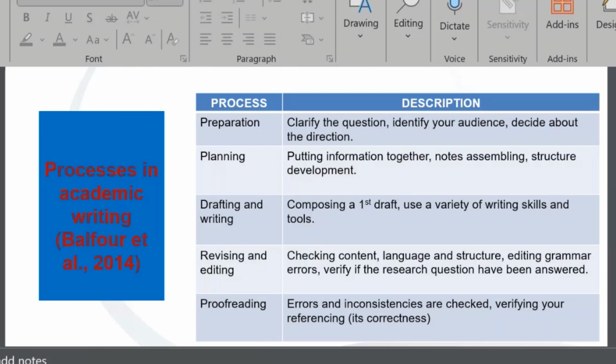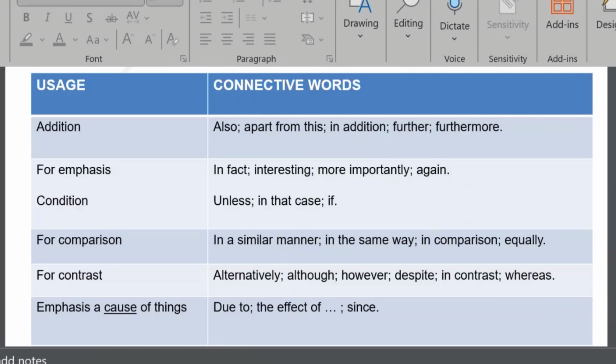So we are supposed to use various connective words in and in between sentences. And these are some of the connective words, colleagues, which we can use. They are quite interesting, some of them. We use them for different usage, all right? For example, if I want to add information, the words which I can use are also, apart from this, in addition, further and furthermore. If, for example, I want to emphasize something, I can choose any one of these: in fact, interesting, more importantly.